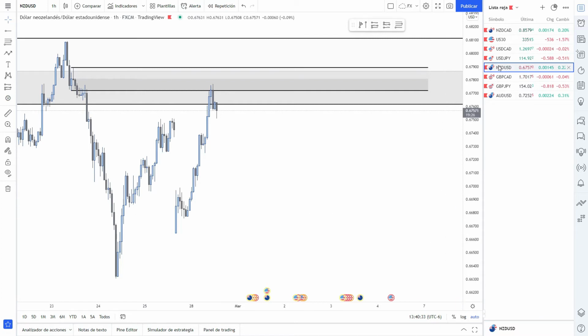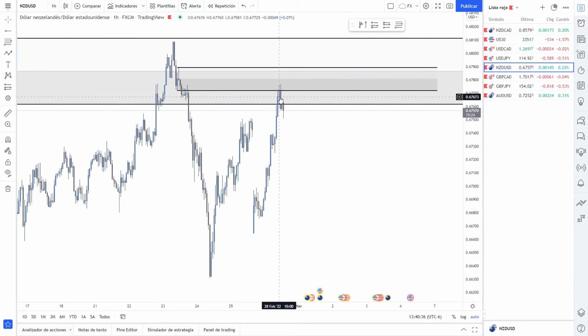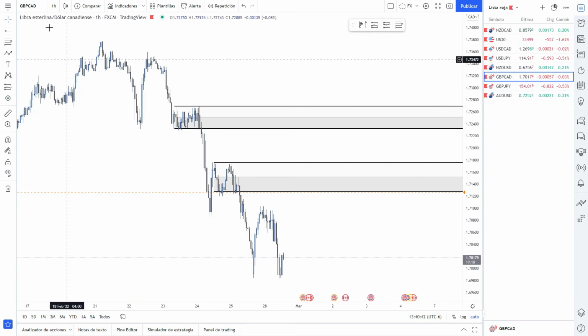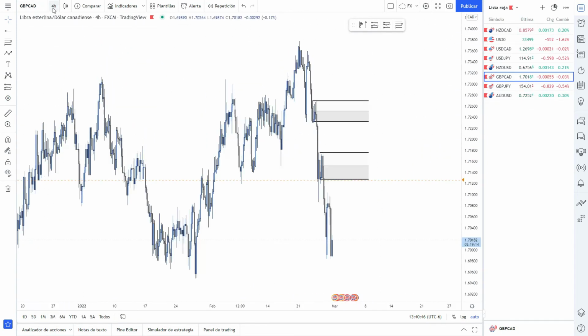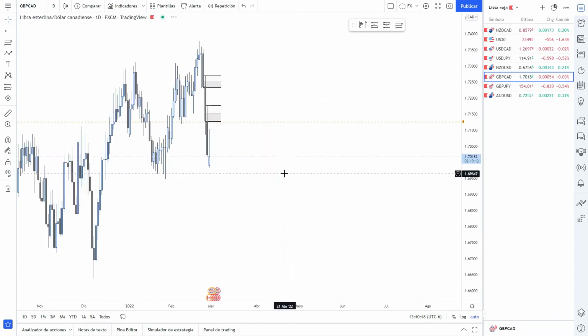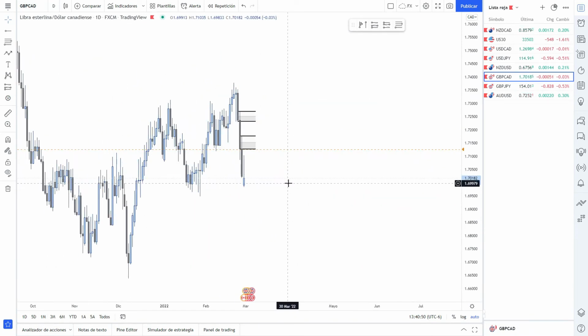I just remove it from my watch list, because the more a level is touched, the weaker it becomes. Now we check Pound Cat. Pound Cat is a very easy setup, but here we just need to wait for the price to make the retracement. See, we have a strong movement to the downside in our daily time frame.